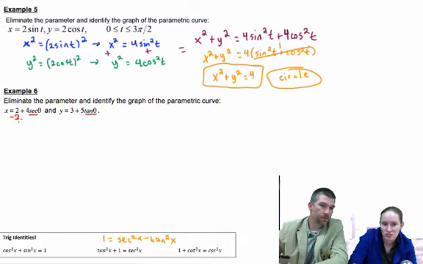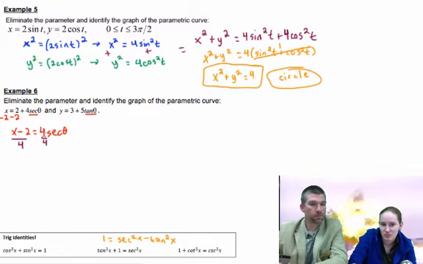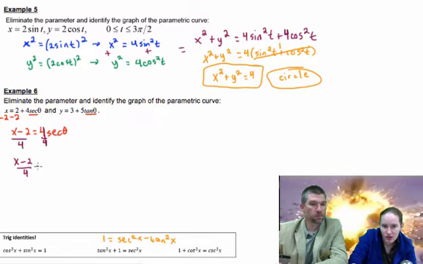So I need to subtract 2 and divide by 4. I thought I'd do it one step at a time. That's fine too. Okay, so I get x minus 2 over 4 equals secant theta.